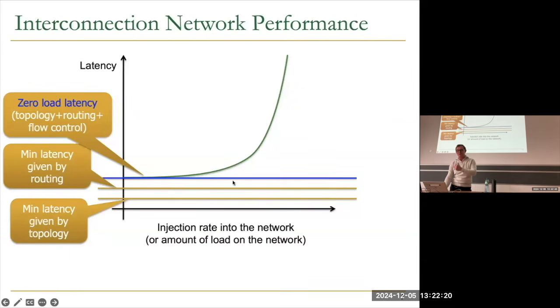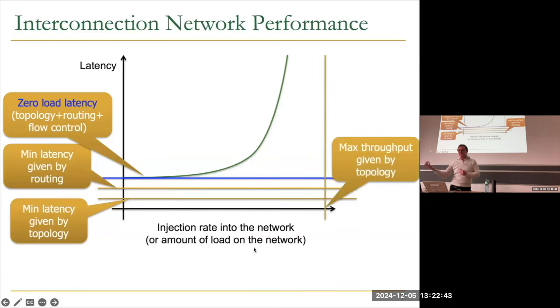So this asymptote over here on the y-axis really gives you the zero load latency. If you don't have any load on the network, what is the minimum latency that you can get? Of course, as you keep injecting more, you get more latency.